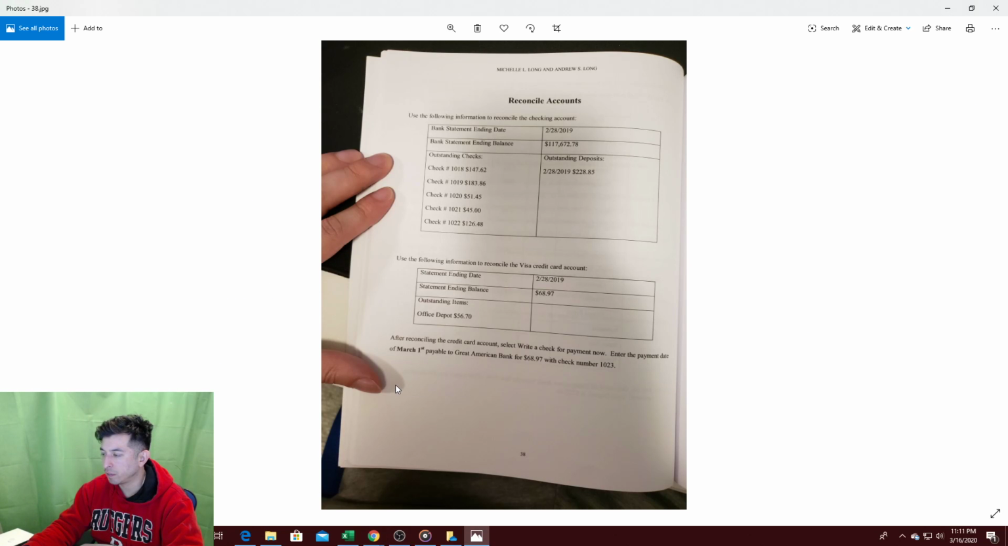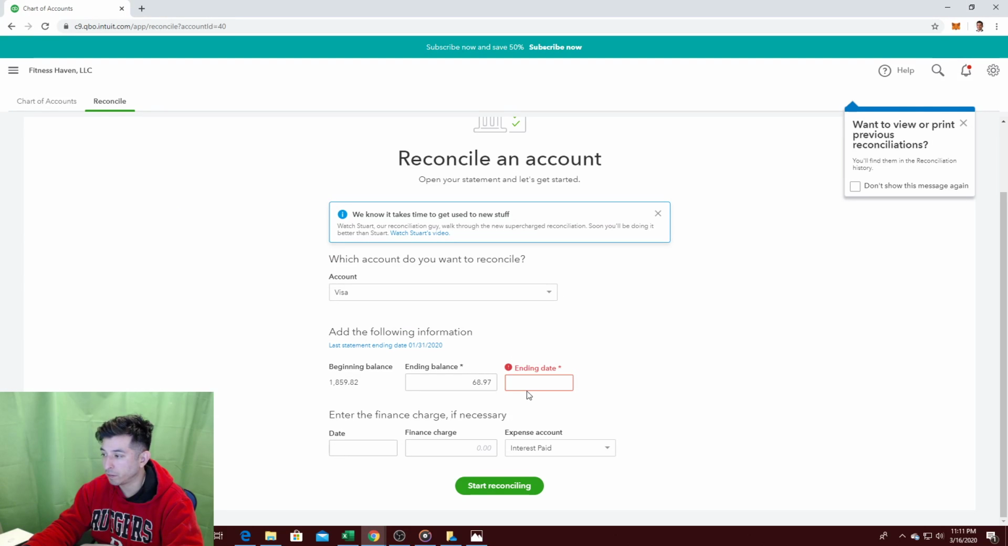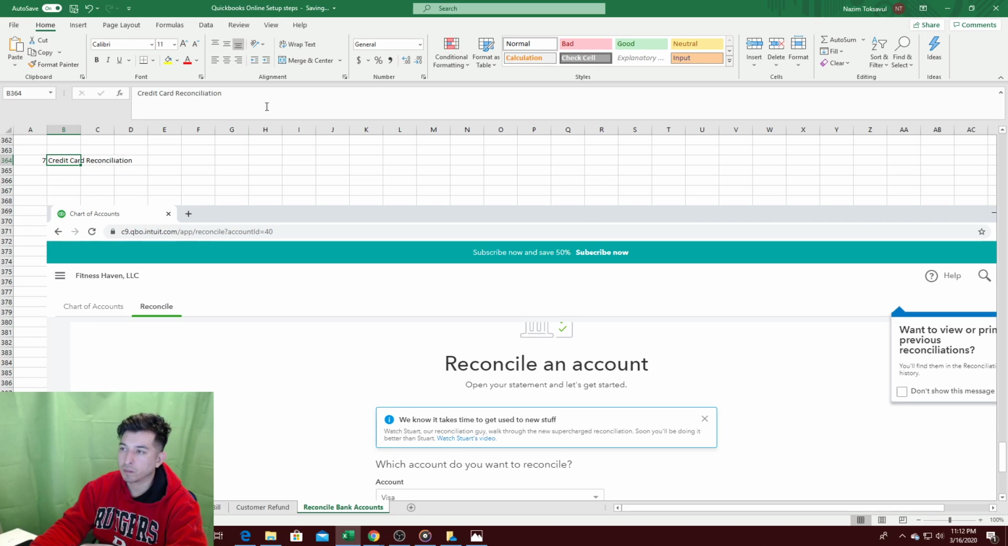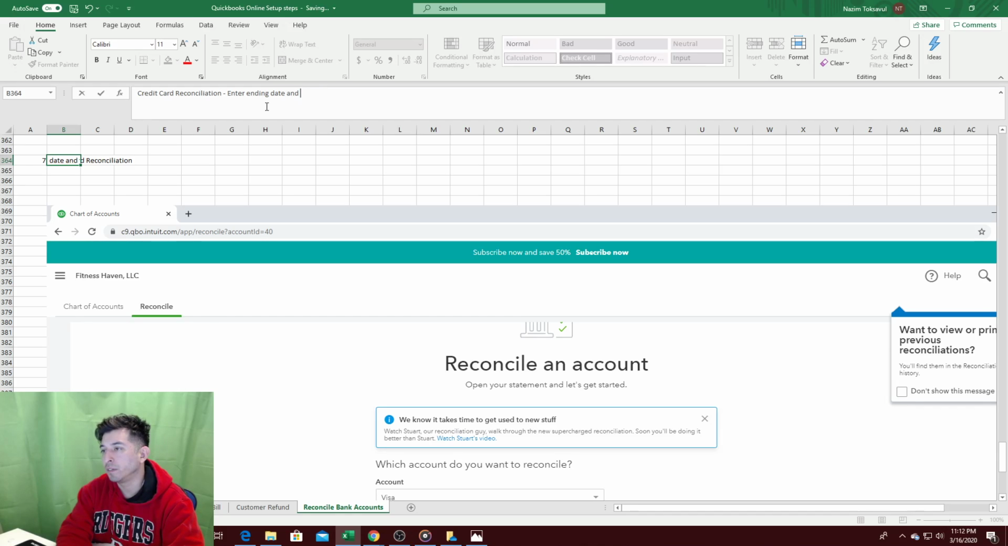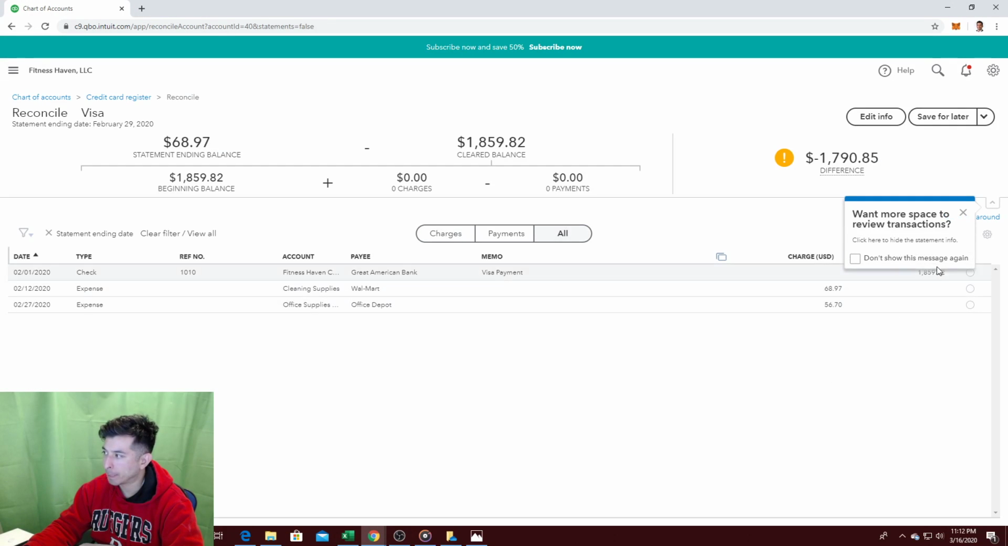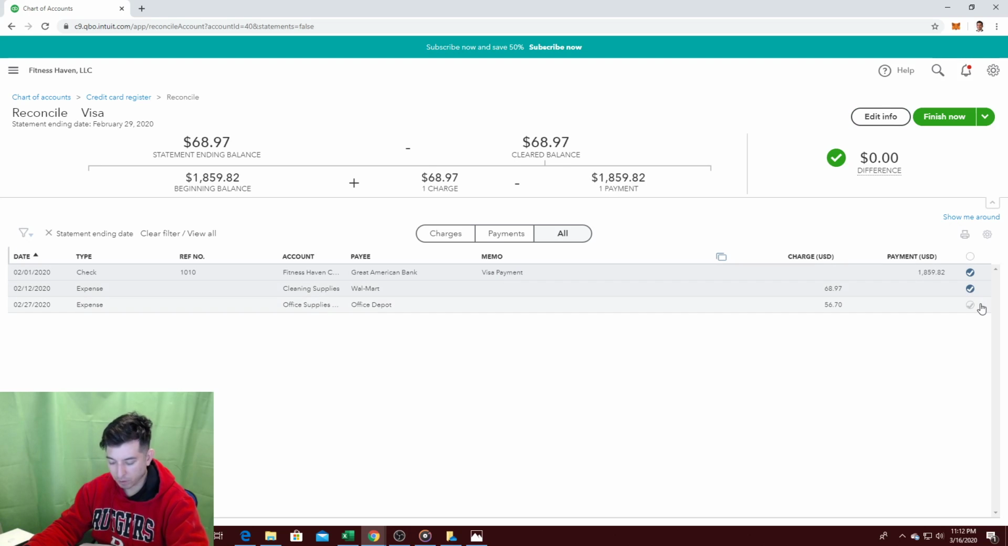Ending date is going to be 2/28/20 in this case. Let's do 2/29/20. Enter ending date and balance. Okay. Start reconciling. It should be everything except for 56.7. Something else is missing.